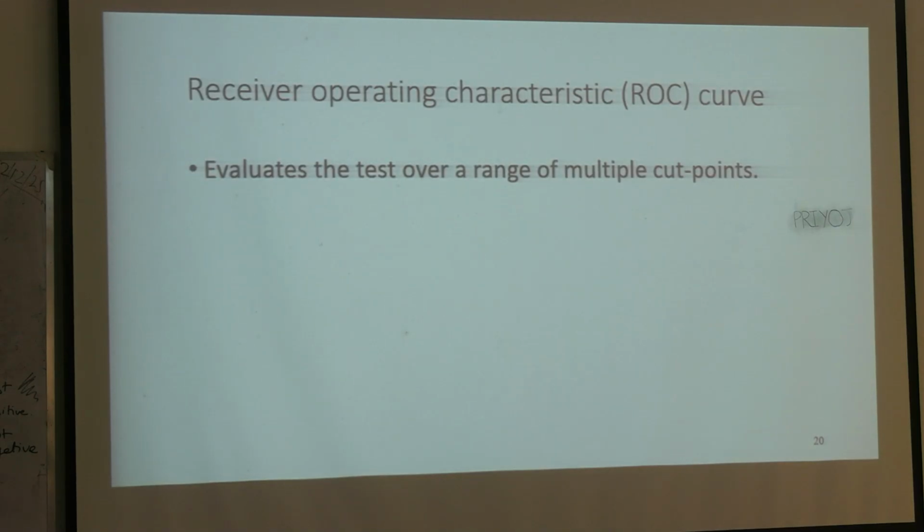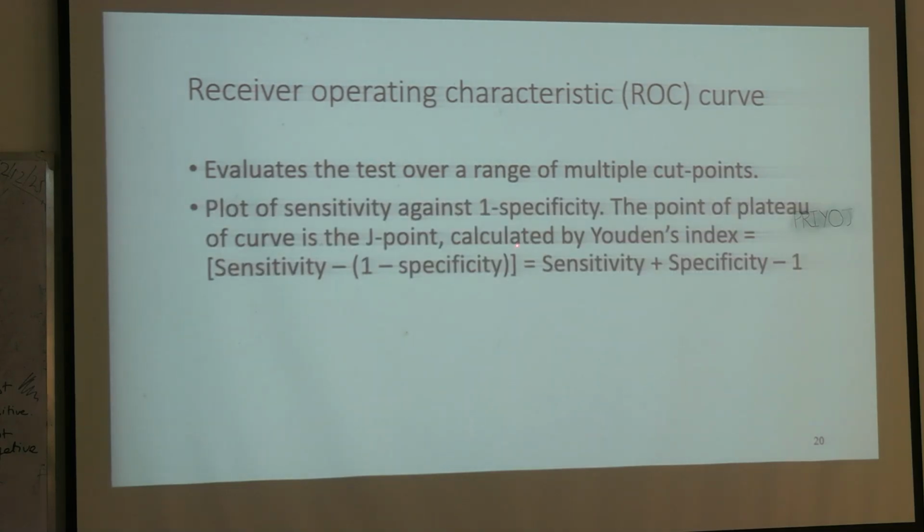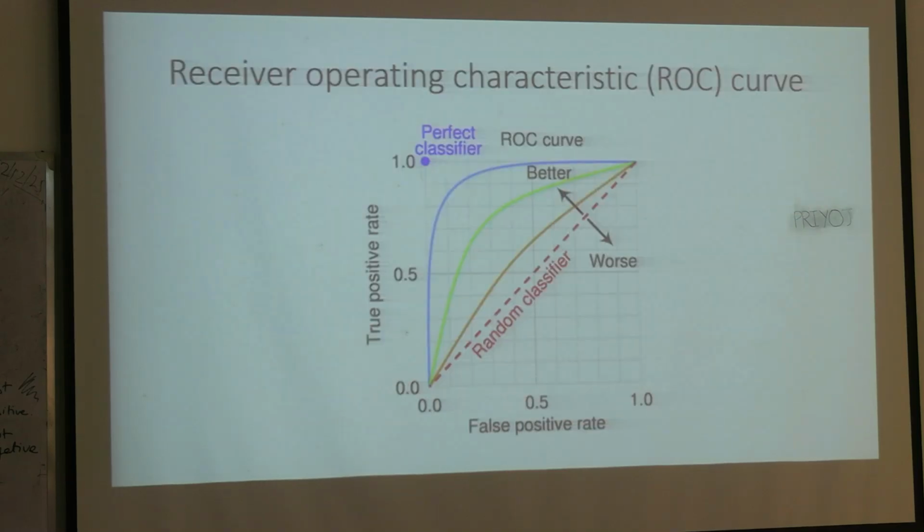The ROC curve evaluates the test over a range of multiple cutoff points. It is a plot of sensitivity against 1 minus specificity. This curve is actually true positive against false positive. True positive rate means sensitivity. And what is false positive?